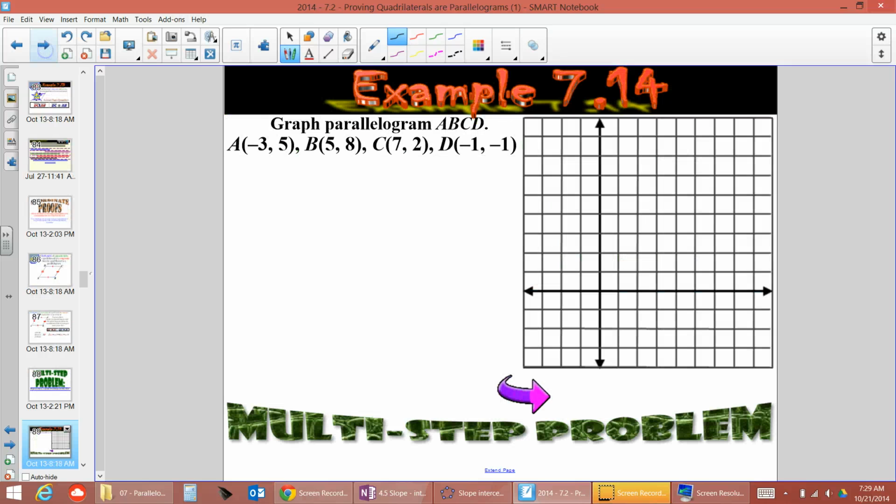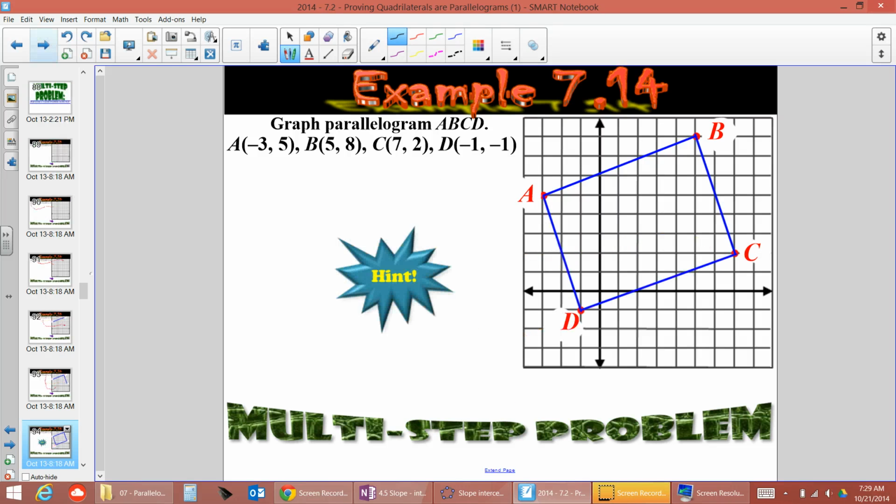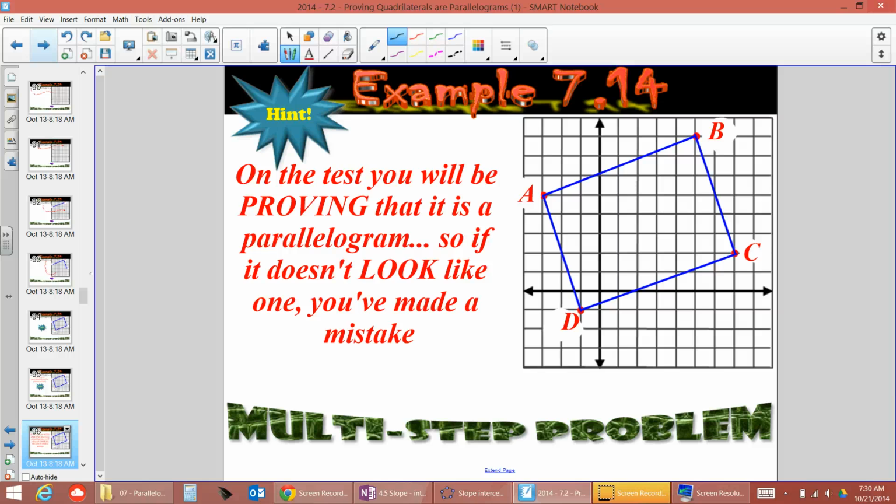I'm going to give you the problem like this, and you're going to have to plot the points. So we plot A, B, C, D. And if you can plot that right there, that's the first of your 3 points, just for graphing it correctly. Also, it's supposed to be a parallelogram. So if you graph it and it doesn't look like a parallelogram, let's say you accidentally put D up here somewhere, then you did it wrong. It's supposed to look like a parallelogram. Just a hint. All right, so yeah, right there, it doesn't look like one.